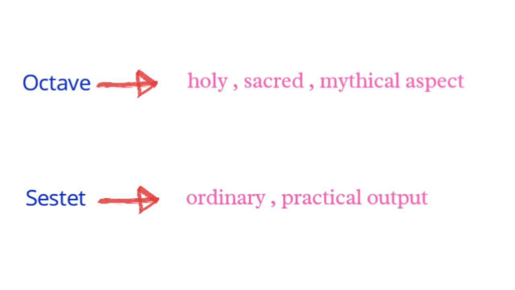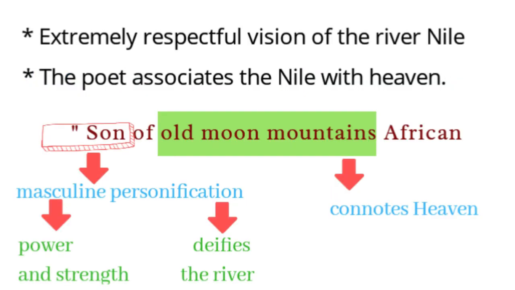The poem has 2 stanzas, and in each stanza, different aspects of the Nile are brought out. It is easy for you to remember these contrastive perspectives when you keep that in mind, associating it with the structure. So the octave brings out the holy, sacred, mythical aspect of the Nile, and the sestet emphasizes the ordinary and practical output of the river. When you answer this question, as I have told you earlier, you have to elaborate on both these features of the Nile. That means the divine mythical aspect as well as the ordinary aspect of the Nile.